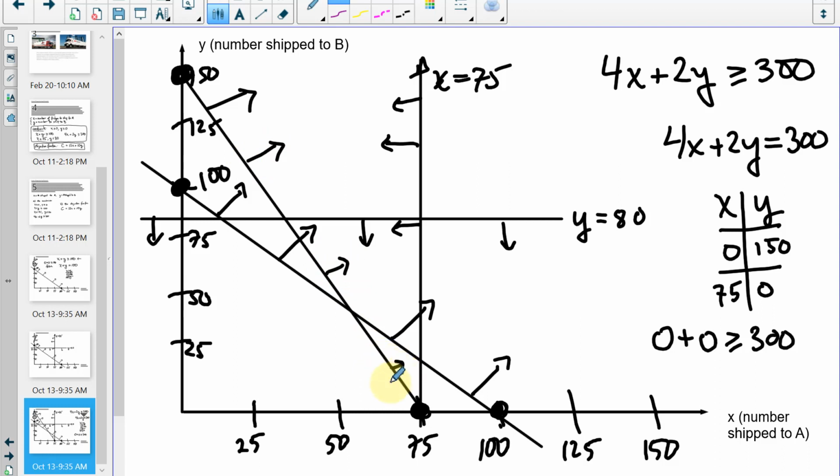So now that I've got all the constraints, I'm looking for what region satisfies all the constraints simultaneously. It's got to be to the left of this line, below the y equal 80. It's got to be sort of above and to the right for this first constraint we had, the x plus y greater than or equal to 100, and the one that we just did, it's got to be sort of up and to the right. So it's this region that satisfies all the constraints.